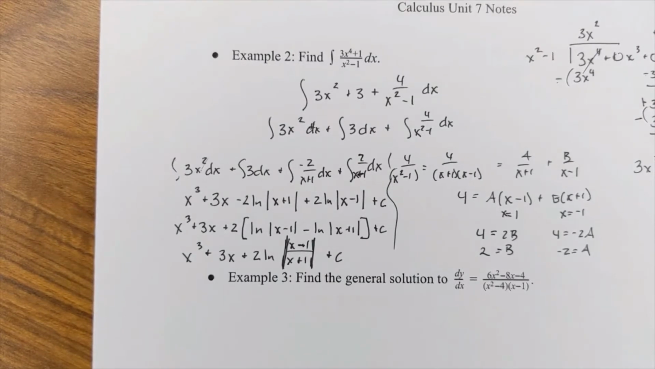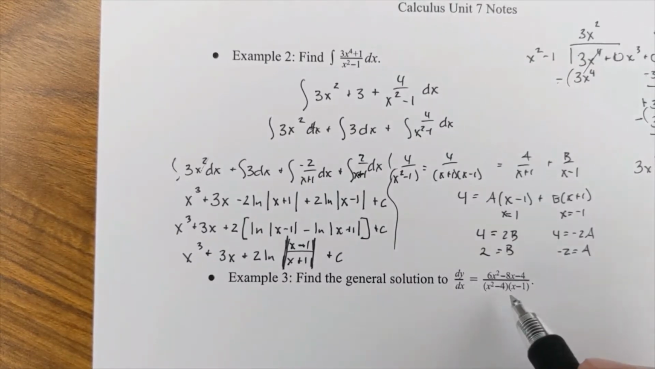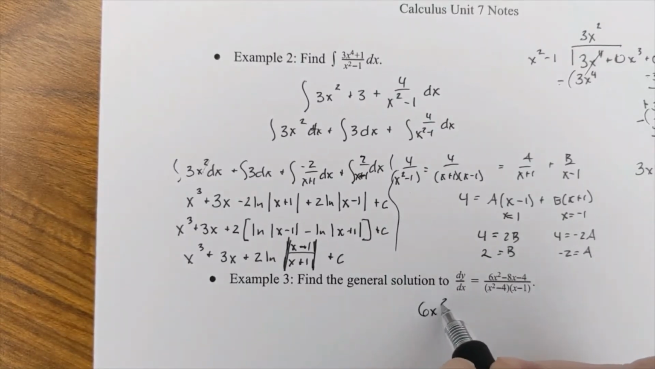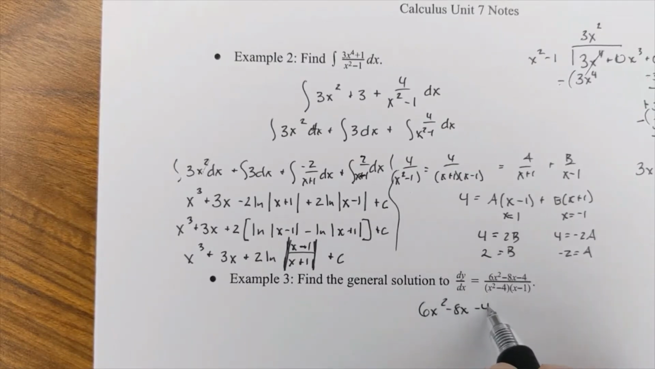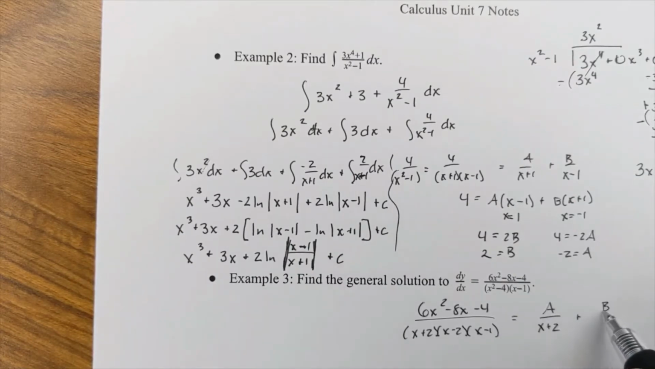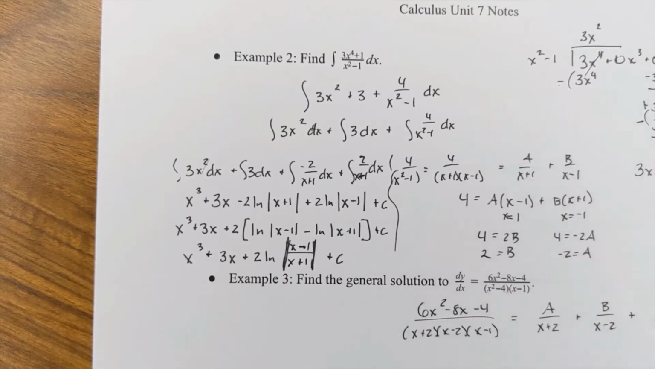All right, next one, find the general solution to this. So we can factor this. If you notice, the bottom has a degree of 3, so we can already do partial fractions. So 6x squared minus 8x minus 4. That first one's a difference of squares. It's (x plus 2)(x minus 2)(x minus 1). So this is going to be equal to something over x plus 2 plus something else over x minus 2 plus something else over x minus 1.